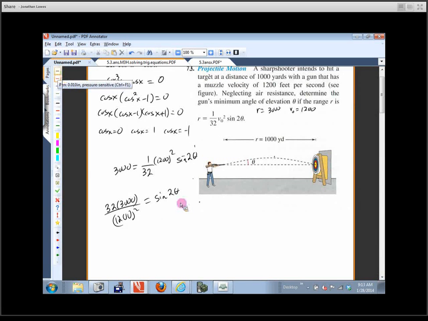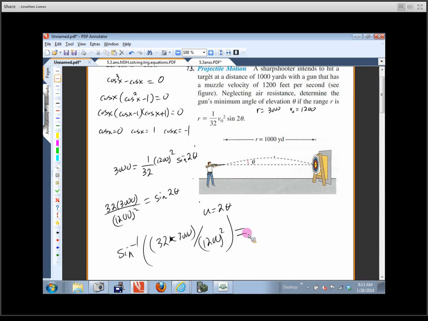Yeah, well, here's what I'd do. I'd say U equals 2 theta. You could, okay? You also don't need to square everything out and multiply it out. If you wanted to type this into your calculator, sine inverse of, start a set of parentheses for the top, then divide by 1,200 squared, close the parentheses. That would give you an angle. There are actually two. We want the smallest one, so we'll just take the one the calculator gives us.